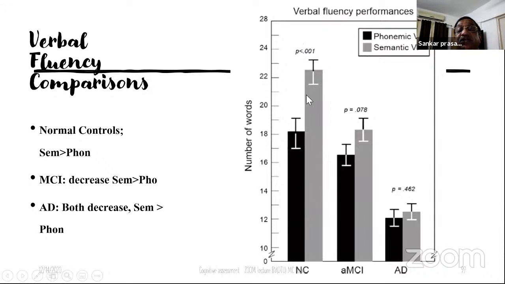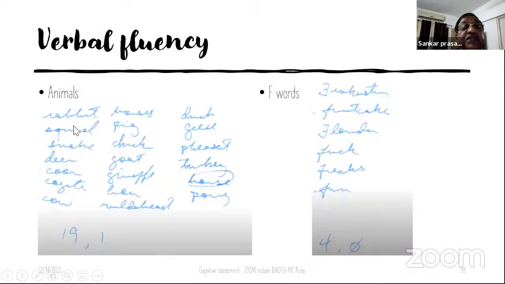You see, this is the normal controls. But as you see, in MCI both are decreasing, and in AD both decrease. So as I said earlier, the semantic is more affected in frontotemporal dementia in my experience than in Alzheimer's disease. So this is verbal fluency. Usually animal names are written, about 19, one he had repeated, and the words, there is a word which we should not pronounce here, but that indicates disinhibition. So that's why the F word is chosen, so that whether he utters that word, which I cannot utter, if he writes that, that means he has got disinhibition.